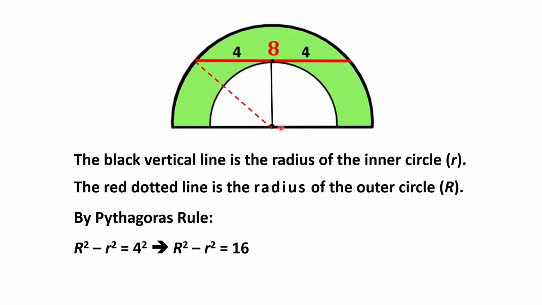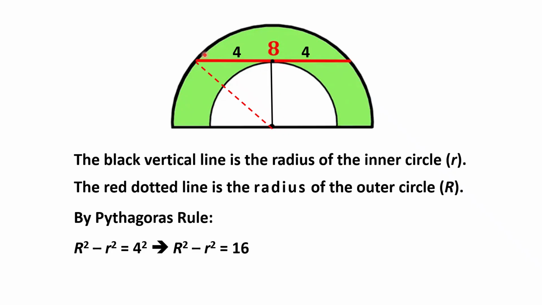So supposing the inner circle radius is small r and the outer circle radius is capital R, then you get a right angle triangle. In this right angle triangle, this dotted line, which is capital R, the radius of the bigger circle, is the hypotenuse. And this vertical black line is the radius of the smaller circle, small r.